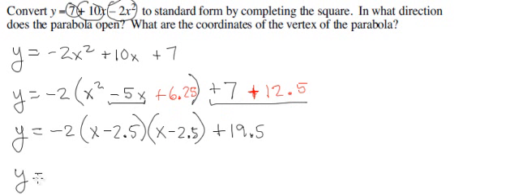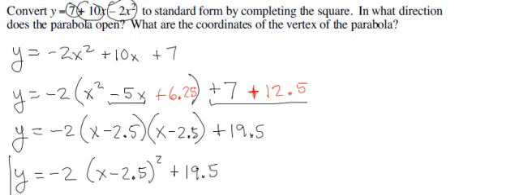And the last thing we can do to pretty this up is, since these are identical, we can just write x minus 2.5 all squared. And there's our plus 19.5. And now we are done. That's how you turn a quadratic, even a fairly mean one, into standard form.